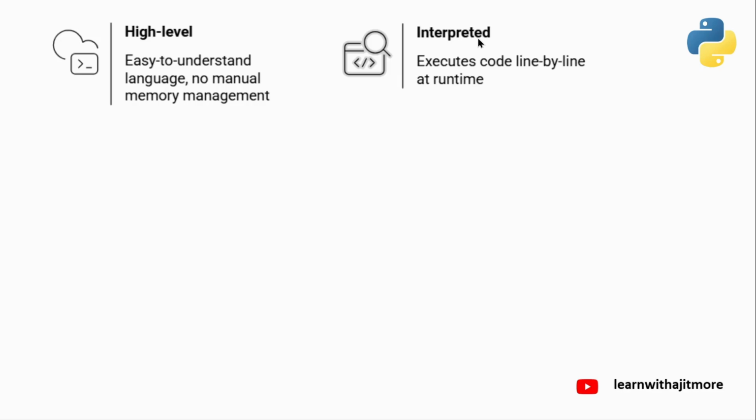So Python is an interpreted language, it executes code line by line. We say line by line, actually it is statement by statement. It will take one complete statement at a time.